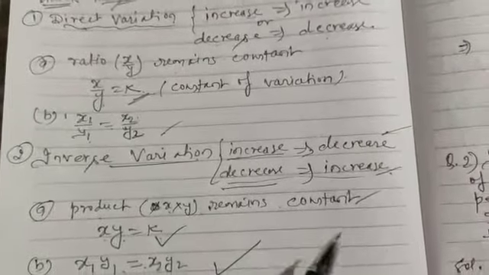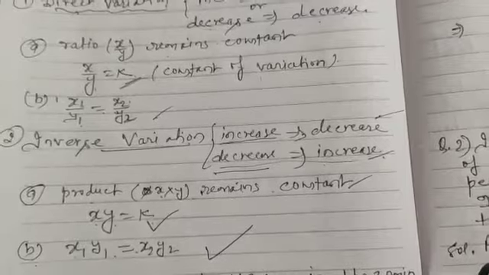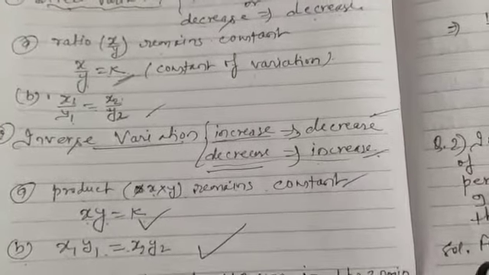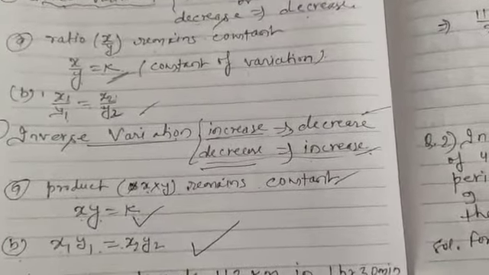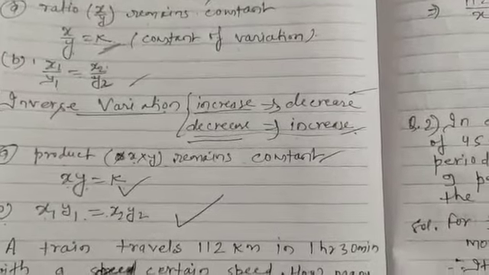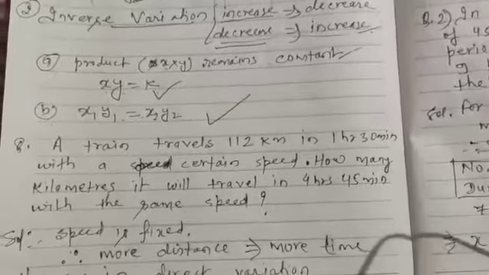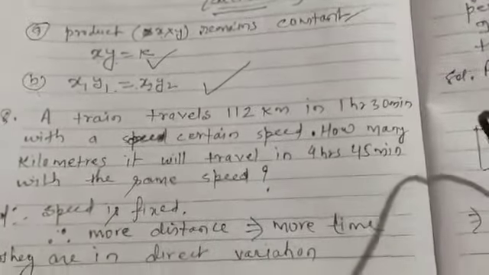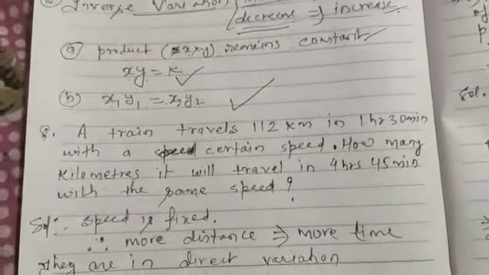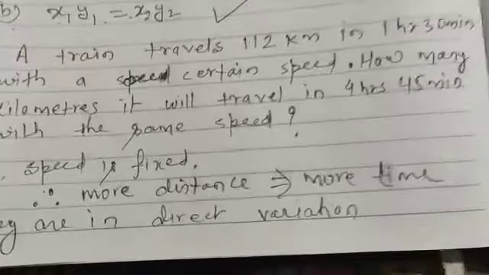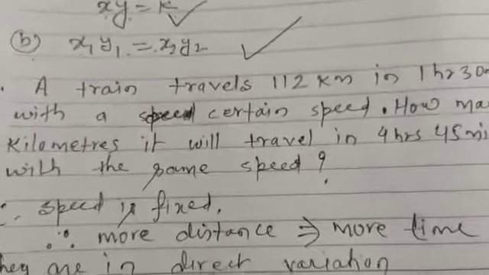Today we will discuss a mixed problem set in which you recognize on your own whether they are direct or inverse, and apply the same as per the type of variation. So let us take the first question.